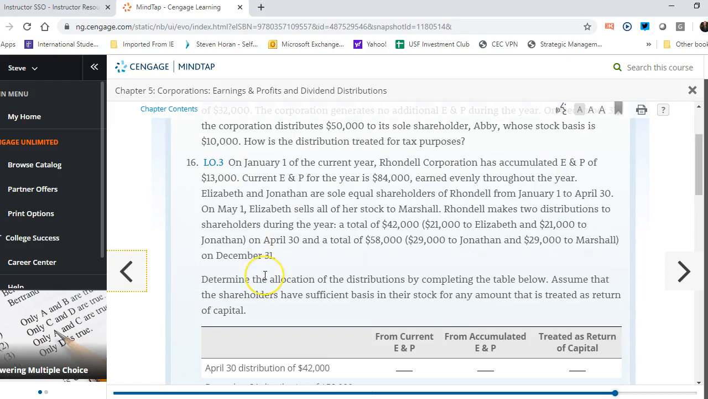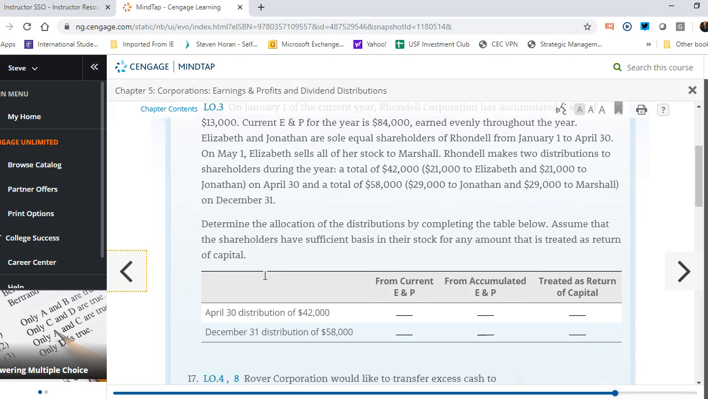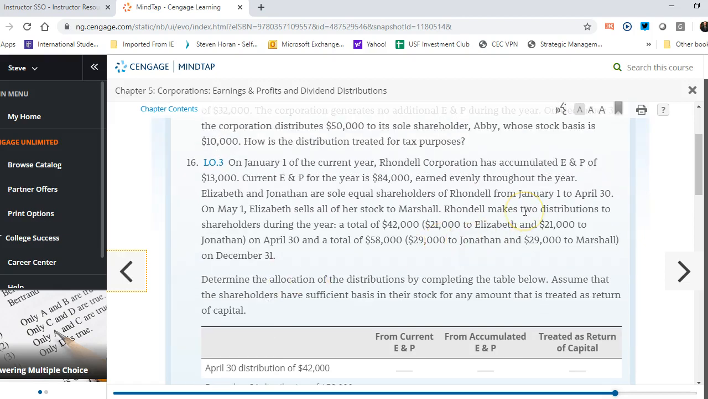Okay, so that was question 15. Question 16 is a little bit more calculations. With this one, we've got Randell Corporation. They have accumulated E&P of $13,000. That's what they have at the beginning of the year. Then during the year, they have $84,000 earned throughout the year, and they say kind of evenly throughout the year. So roughly $7,000 a month for the year.